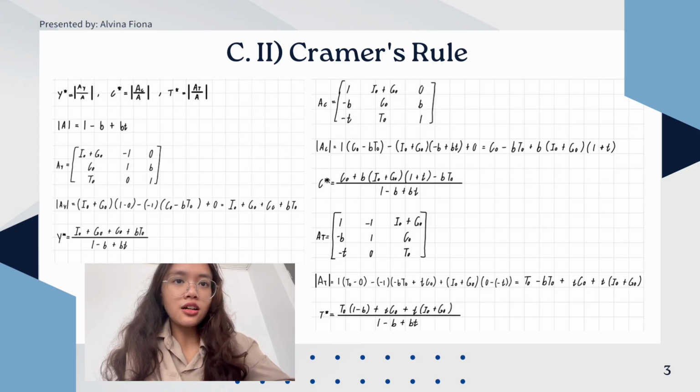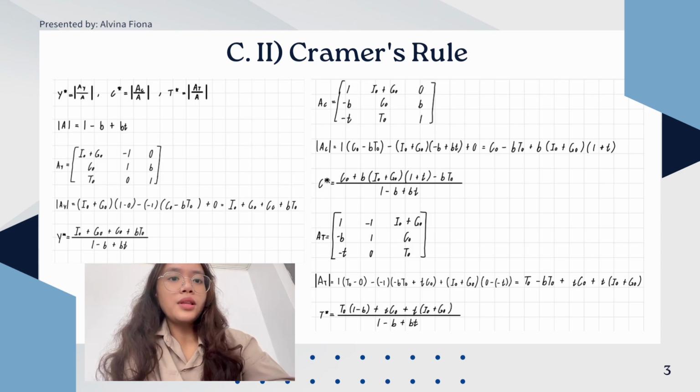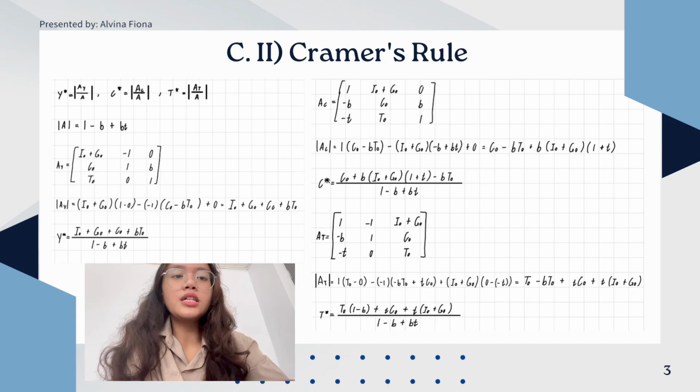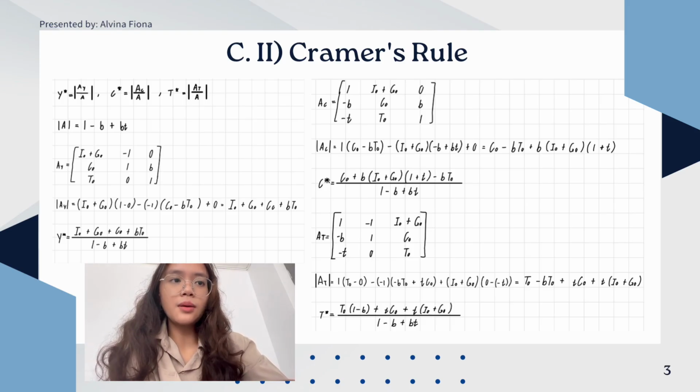To find C star, we move to the second column. We replace it with our constants to form A sub C. Notice that the algebra gets slightly more complex here as we account for the marginal propensity to consume, which is b. And finally, for taxes T star, we replace the third column to form A sub T.